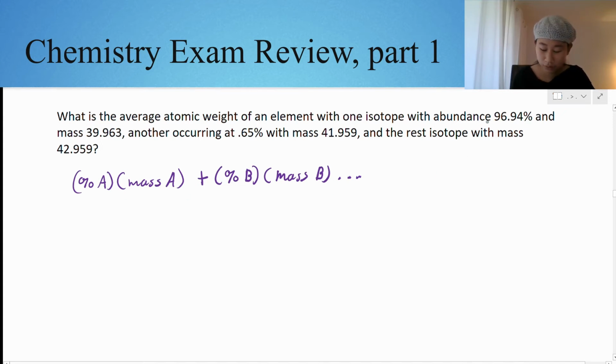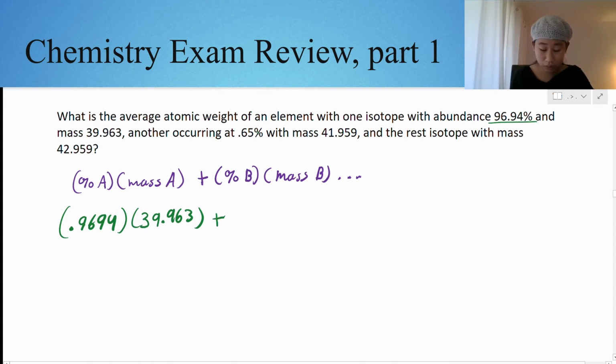So the first one is going to be 96.94%, and when converted to decimal, that is going to be 0.9694. Okay, and we're going to multiply that by the first isotope's mass, which is 39.963. Okay, so the first isotope is done.